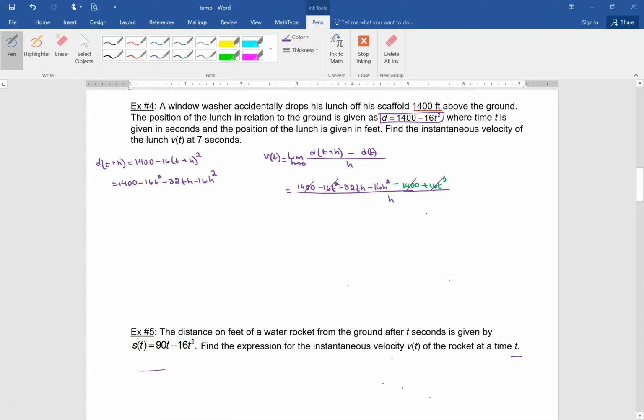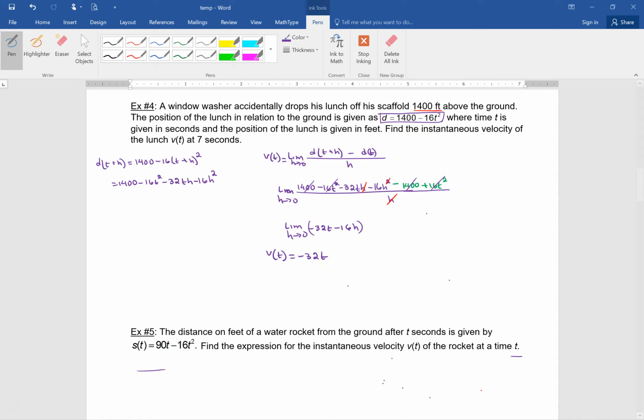This is the limit as h approaches 0 of this. Now look, I'm going to do a little bit more multitasking, but I will change colors. I'm going to cancel out one h from each term. So here the h goes away. Here one of the h's goes away and the bottom h goes away. So finally this is negative 32t minus 16h. So v of t is negative 32t.